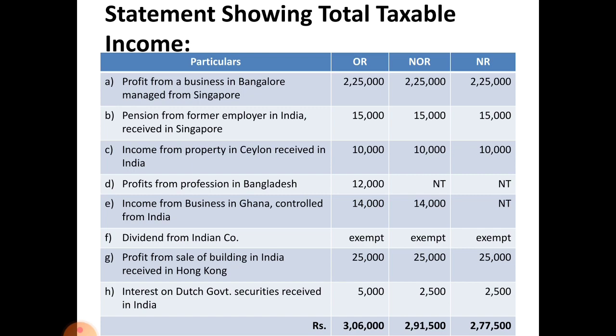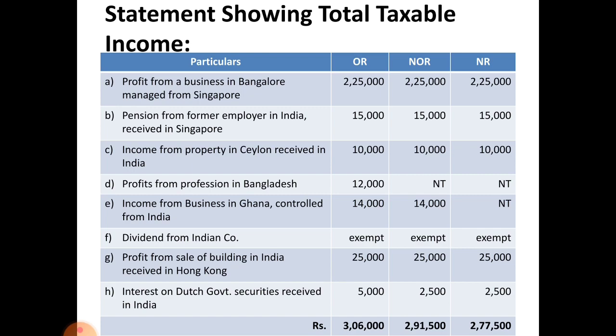Next one, income from property in Ceylon received in India. Income is received in India, that is why taxable under all three heads. Next one, profit from profession in Bangladesh. Only ordinary resident must pay tax, because here it is profit from profession in Bangladesh and deposited in a bank there. That is not at all relating to India. That is why not ordinarily resident and non-resident need not pay tax.